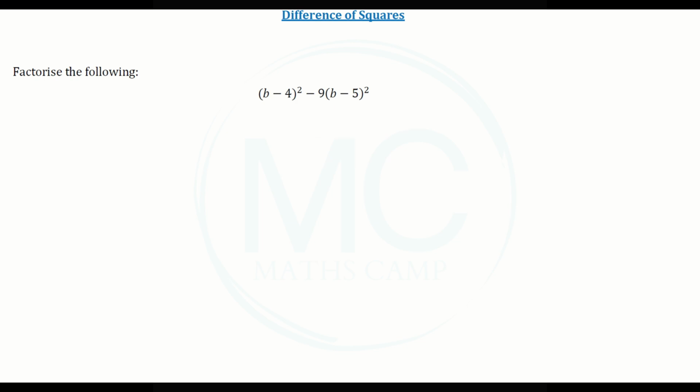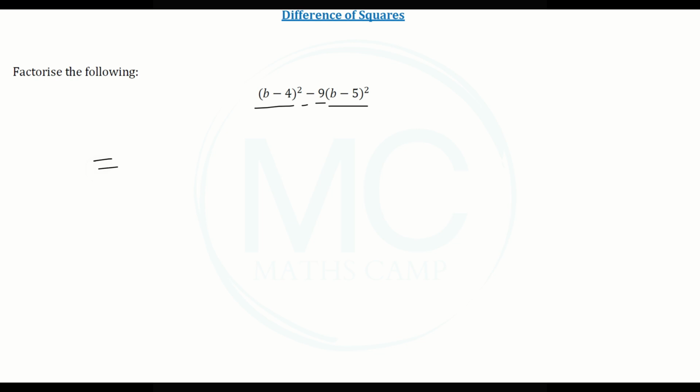The bracket of b minus 4 squared minus 9 multiplied by the bracket b minus 5 squared. We have a square bracket and a square bracket. 9 is a square, and the terms are separated by a minus sign. So we can factorize using the difference of squares.